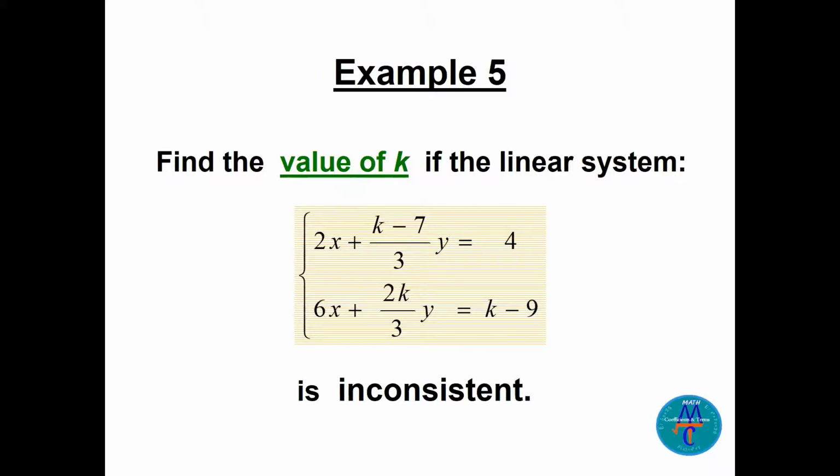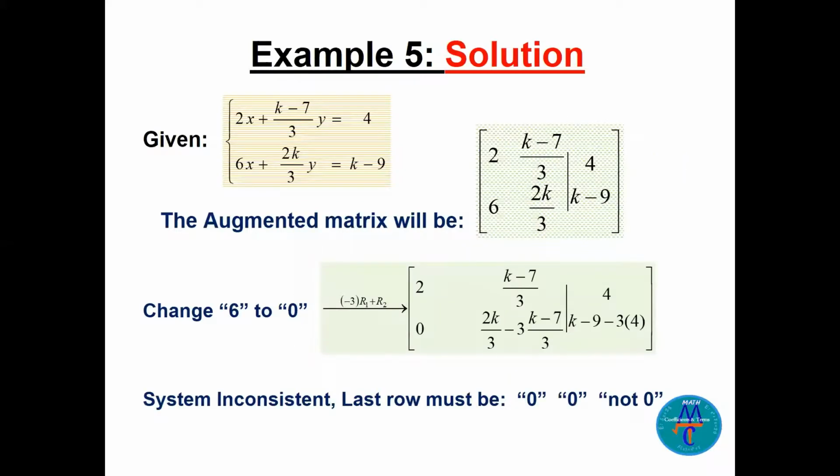So we can start normal. See, the system is arranged. Directly, I can write the augmented matrix. So this is 2 and 6, k minus 7 over 3, 2k over 3, 4 on the other side, k minus 9. Now, this number is 2, yes, it should be 1, but I can leave it for a minute and multiply directly by minus 3 to change this number to 0.